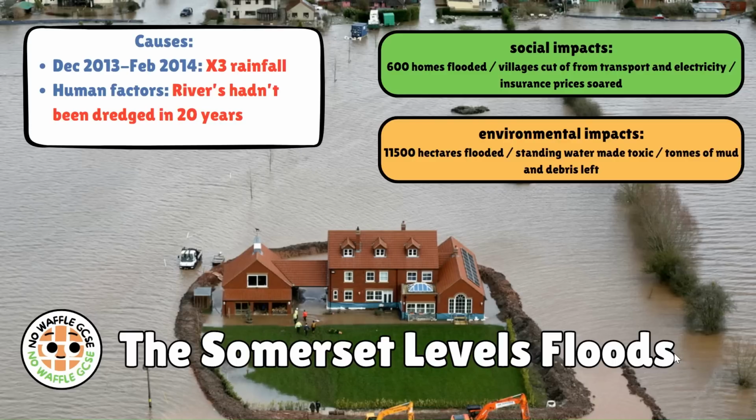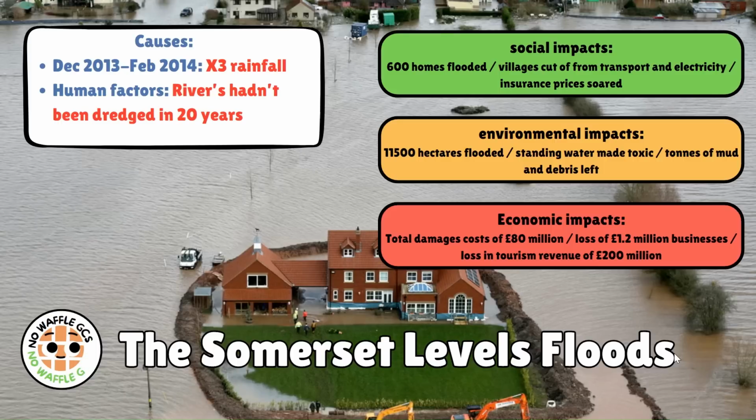Environmental impacts. 11,500 hectares were flooded, as you can see in the background image now. There was a lot of standing water, which was now made toxic, and there was lots of mud and debris left. So it made it really hard for a lot of the farmland in the Somerset Levels to regrow crops.